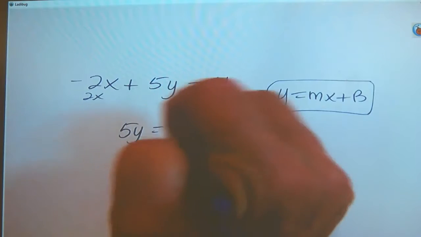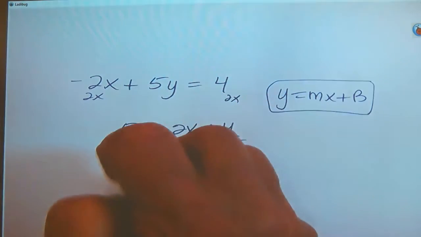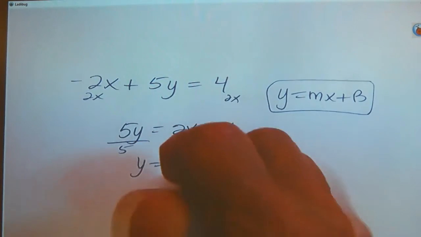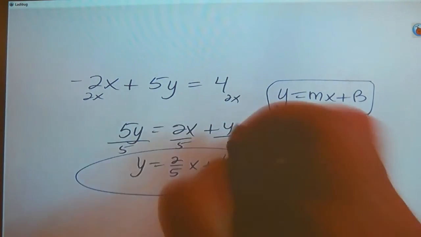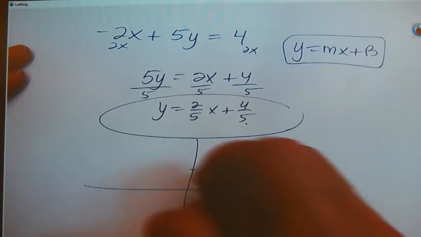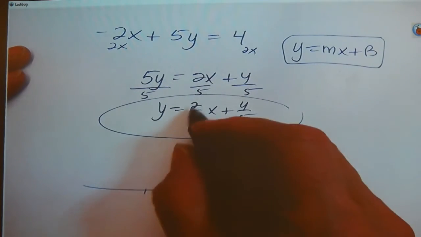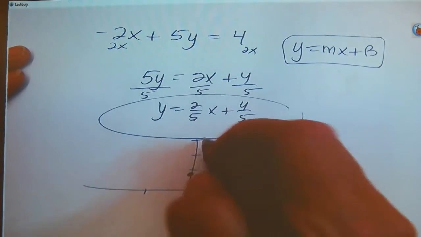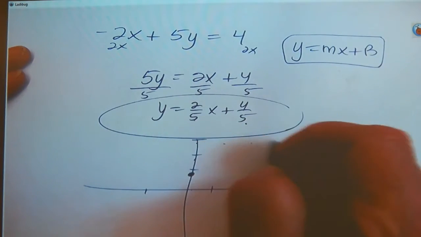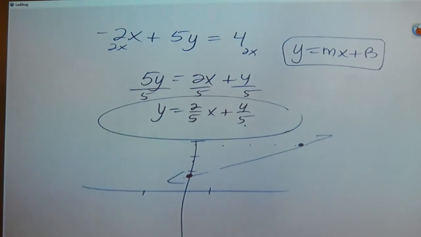5y equals 2x plus 4. Divide by 5, y equals 2/5 x plus 4/5, and there you have your y-intercept. See how it was going to be 4/5? It still is, but at least you can just put a point at 4/5. And then you go up 2 over 5. So we go up 2 over 5. That. And there we go. And that is your standard form of the equation.